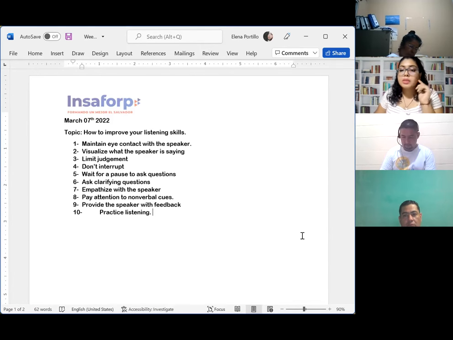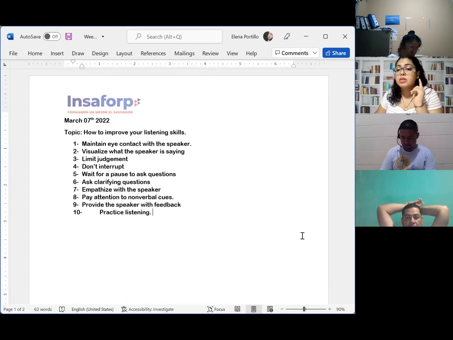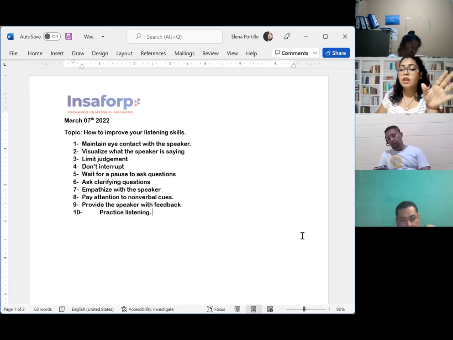So, en el número tres, vamos a limitarnos o no vamos a crear juicio, no vamos a criticar a la persona mientras habla de algún tema que a nosotros nos parece controversial, pero que esa persona está dando su perspectiva. All of us can give the opinion of some topics. Todos podemos dar nuestra opinión siempre y cuando respetemos a los demás. It is not like my opinion is better than yours and you are not allowed to talk about that topic because I know everything about that. That is not the point.